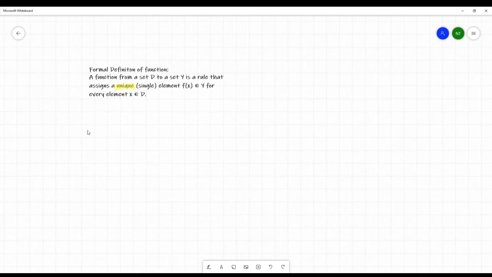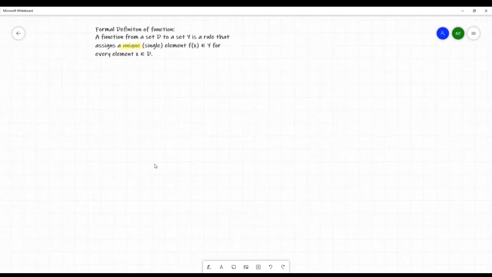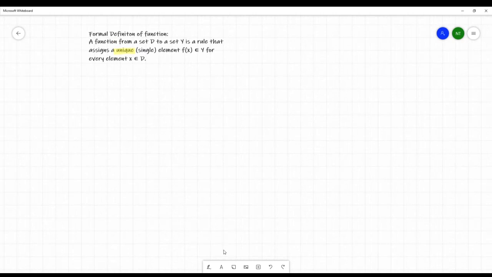So we are going to, let me just get to my pen here. Okay, great.